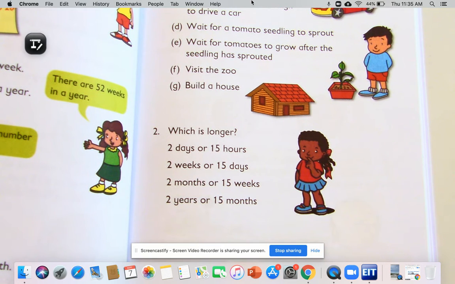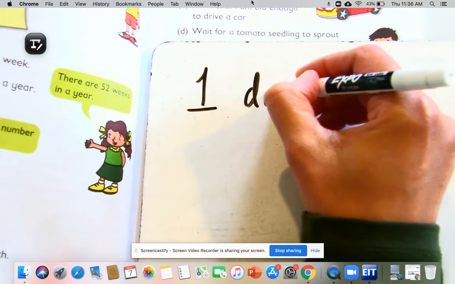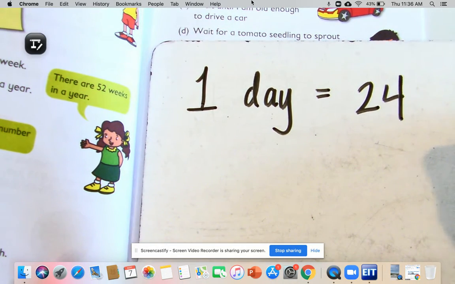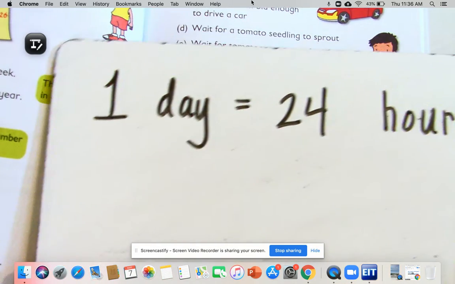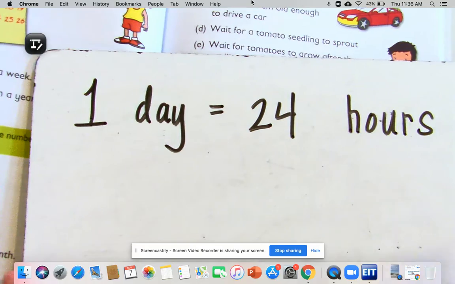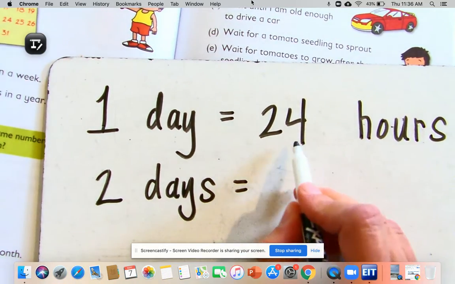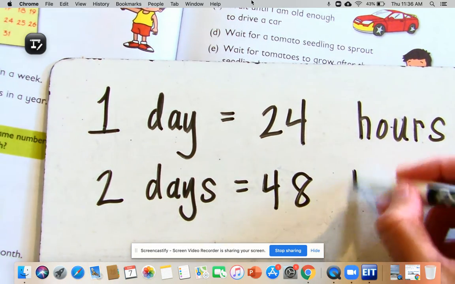24. That's right. There are 24 hours in a day. So if we were trying to figure out 2 days, because we know that 1 day equals 24 hours. All right, so if 1 day is 24 hours, then 2 days, we could multiply, or we could add 24 plus 24, or 24 times 2, and that would be 48 hours.